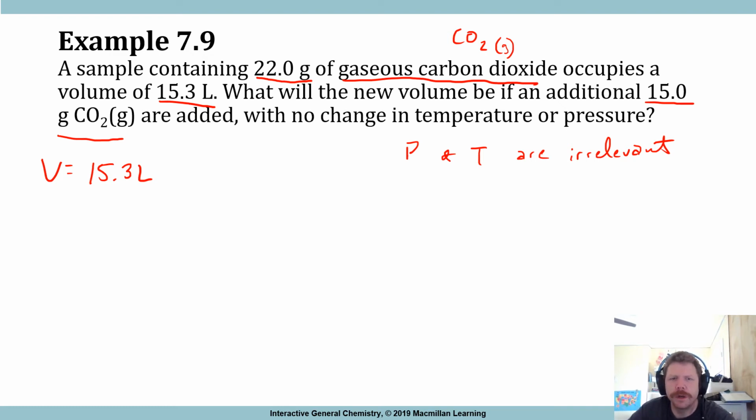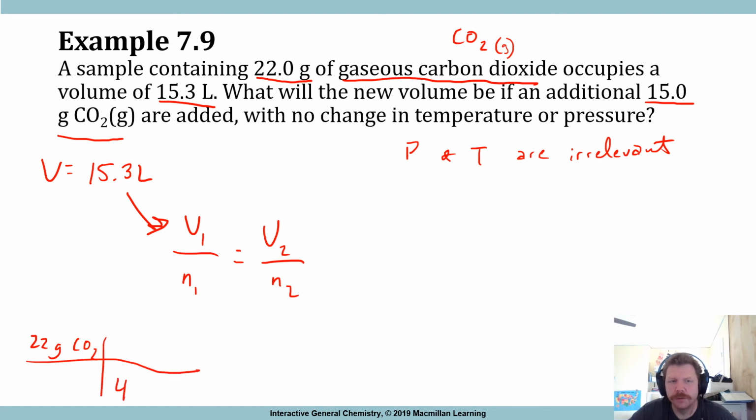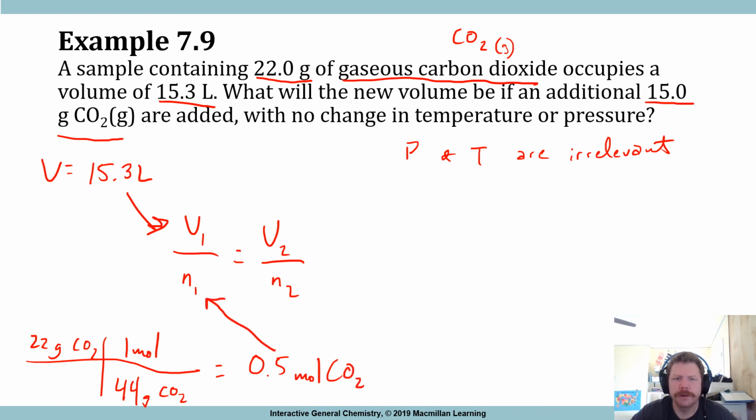The thing that we need to do, as we saw on the previous slide, is use the equation V sub 1 over N sub 1 is equal to V sub 2 over N sub 2. V is our volume and N is the number of moles. So our initial volume, V sub 1, is 15.3 liters. Our N sub 1 is 22 grams of CO2. We need to convert that, and I just know that carbon dioxide has a molar mass of 44 grams per 1 mole. We have 0.5 moles of CO2 in our N sub 1.